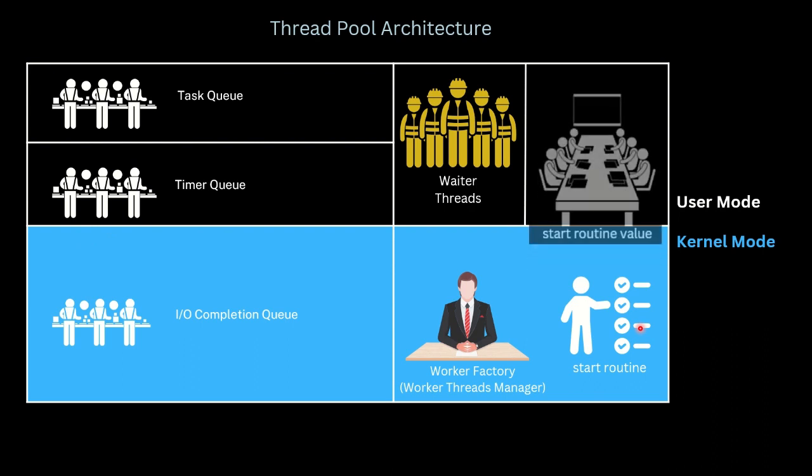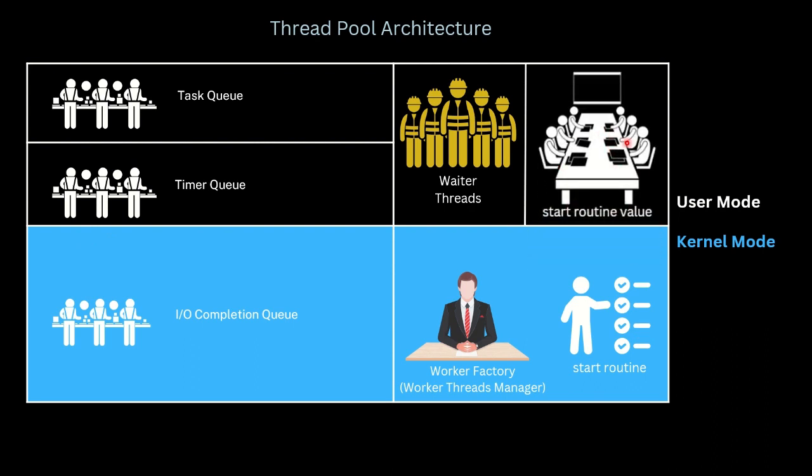And then there is this last component, that is the start routine value. The start routine value is the actual location in the memory where the start routine is kept for the worker threads. Consider this like a meeting room where these workers assemble every day and they get this agenda that is kept in this meeting room for them. So that meeting room number, you can relate it with the start routine value. The start routine value is the actual address in the memory where the start routine is kept for the workers to take.